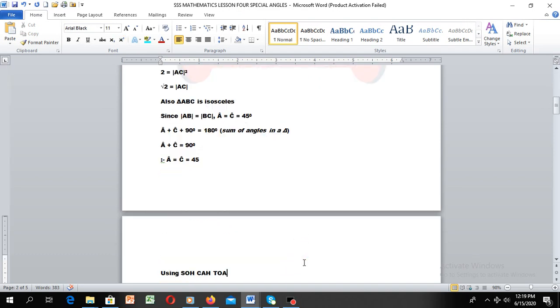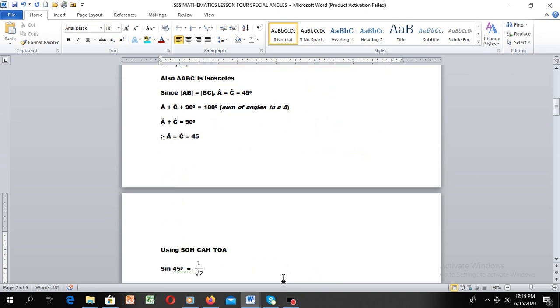So let's go a step further. Then using SOHCAHTOA in our triangle, sine 45 degrees. According to the formula SOHCAHTOA, the sine of the angle will be equal to the opposite side over the hypotenuse. And likewise, the cosine of the angle in question will be equal to the adjacent side of the right angle triangle over the hypotenuse. Likewise, the tangent of the angle in question will be the opposite side over the adjacent side. And so the angle in question here is 45 degrees.